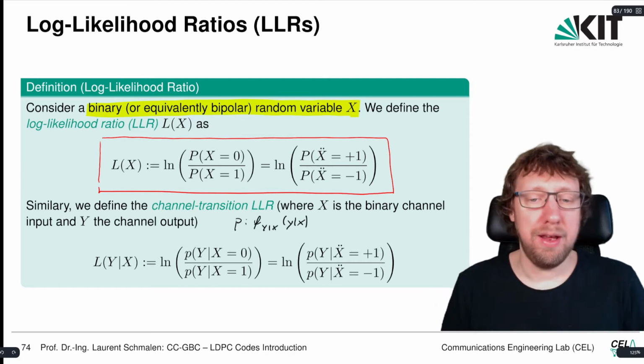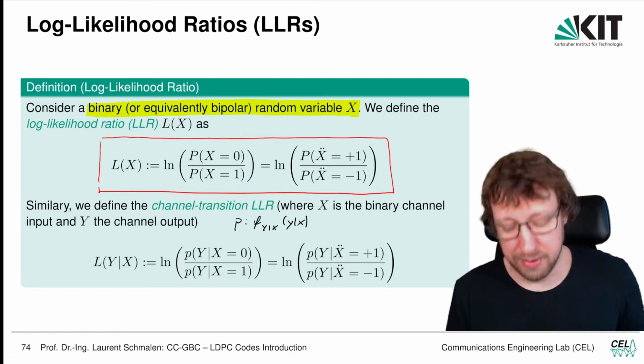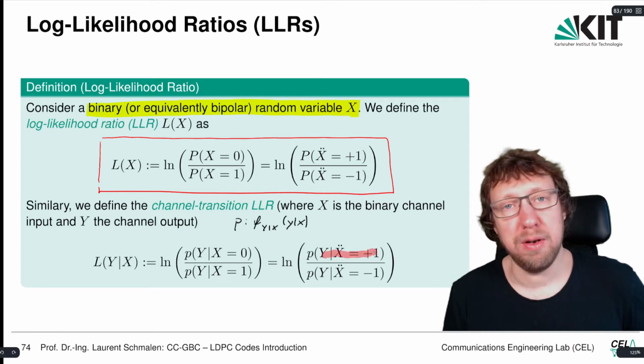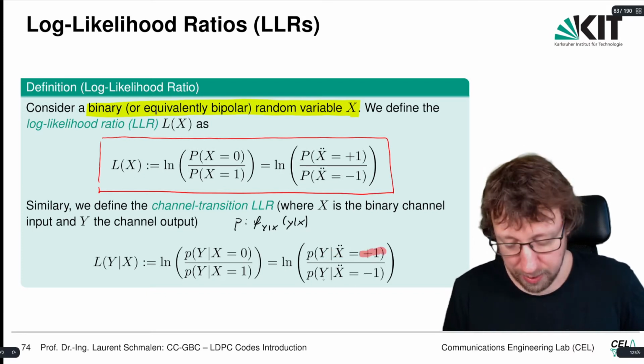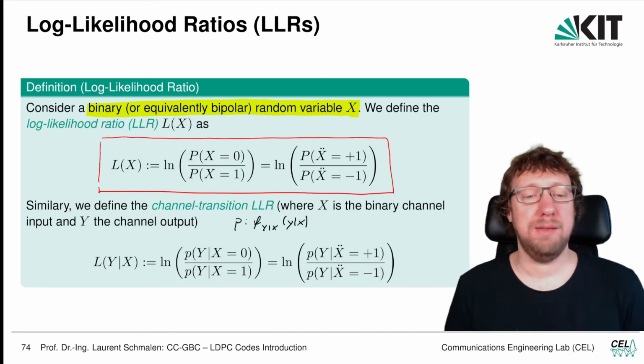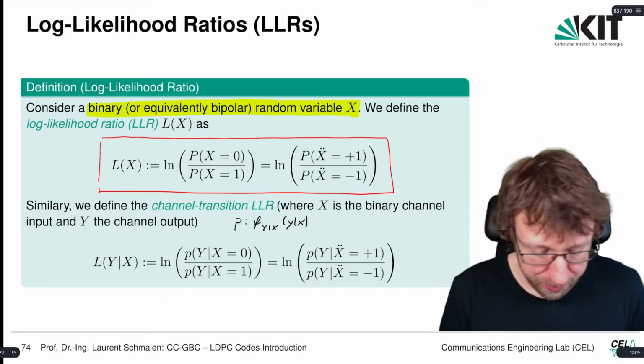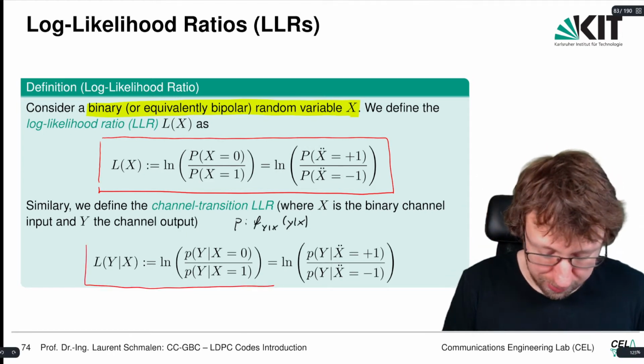And similarly, we can condition this also on the bipolar representation. So this is P of y given x double dot being equal to +1 divided by P of y given x double dot being equal to -1. So these are the definitions of the channel transition log likelihood ratios.